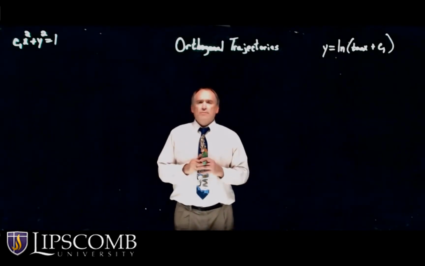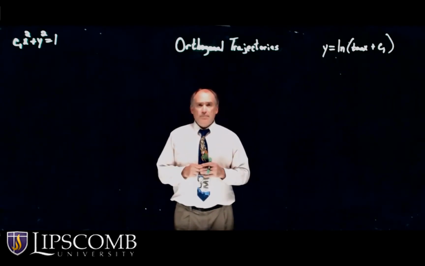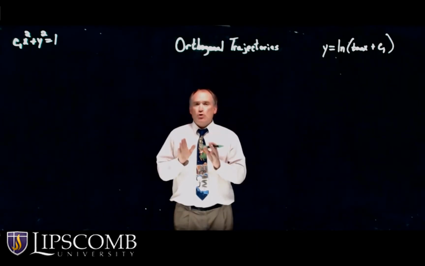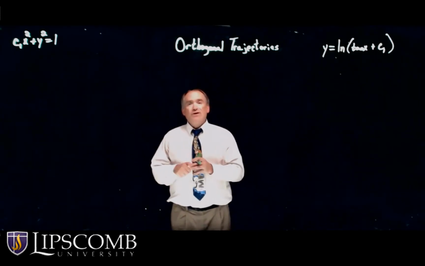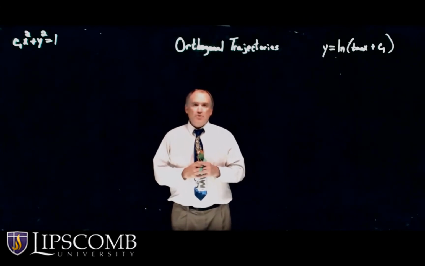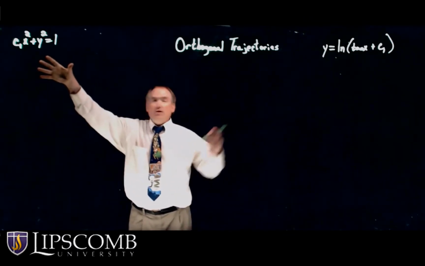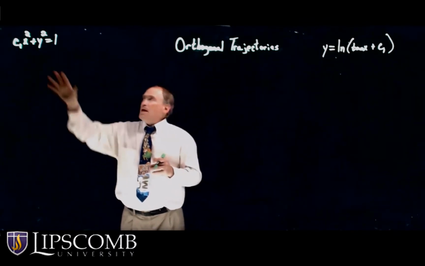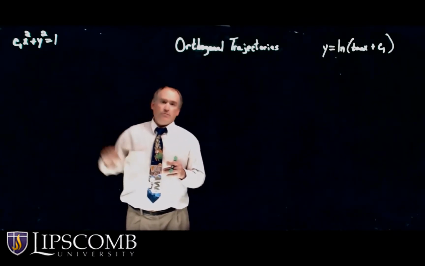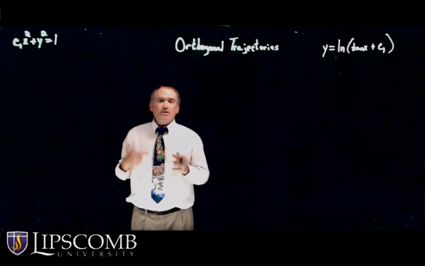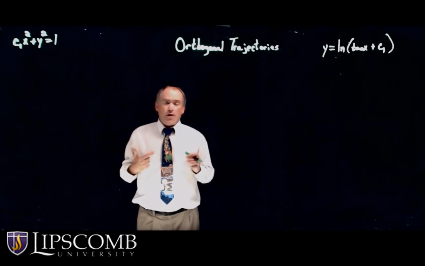Now we're going to talk about family of orthogonal trajectories. How do you find the family of orthogonal trajectories where every curve is perpendicular to every curve in the original family? So I want to deal with these two examples. Here is a family of curves. So I want to find the family of orthogonal trajectories.